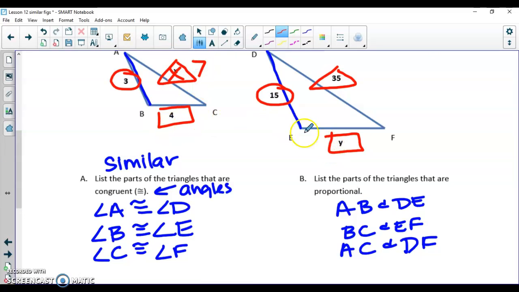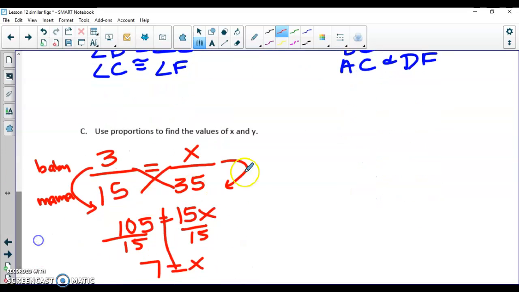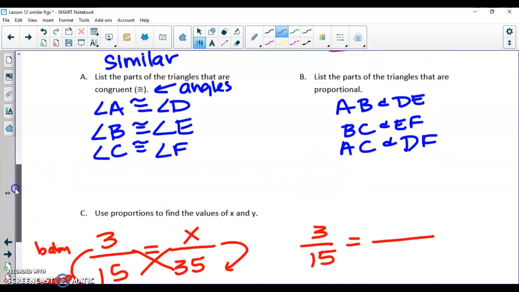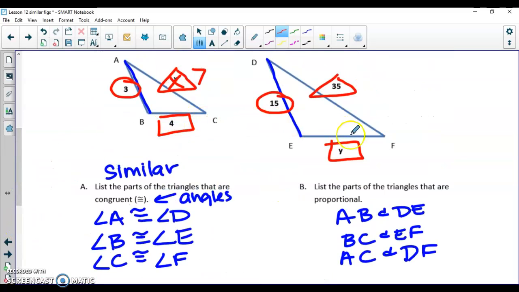Now, we still need to go back and find y. The only problem is, don't use this 7 that you just figured out. Use the ones that were initially there to start that we used in our first one, 3 over 15. So we're going to reuse them, and it was still baby over mama. So let's go to the ones that have y. 4 over y, baby over mama.